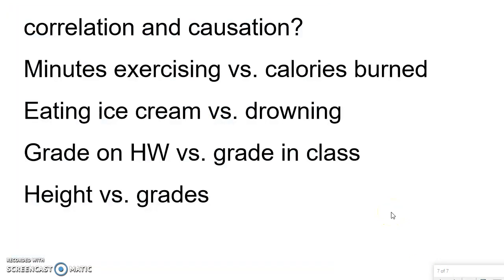Okay, so we'll go through these and decide. So, would minutes exercising cause your calories burned to change? Yes, this is causation. Would eating more ice cream cause there to be more drowning? Well, no, but again, they both occur in the summer, so there probably is a correlation, but one does not cause the other.